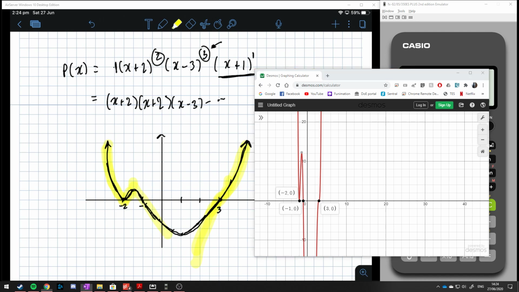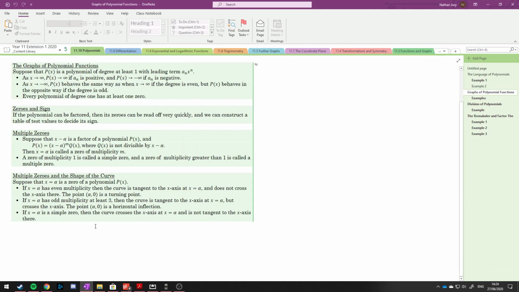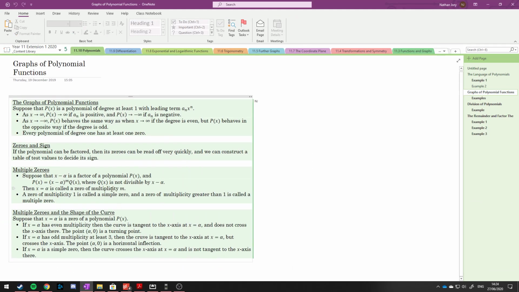So with that being said, that's pretty much everything that we need to know. I'm just going to quickly read through a bunch of other stuff. I'm just going to bring this over, actually, and we'll quickly read through it. So we've got multiple zeros. That's what we were just talking about.